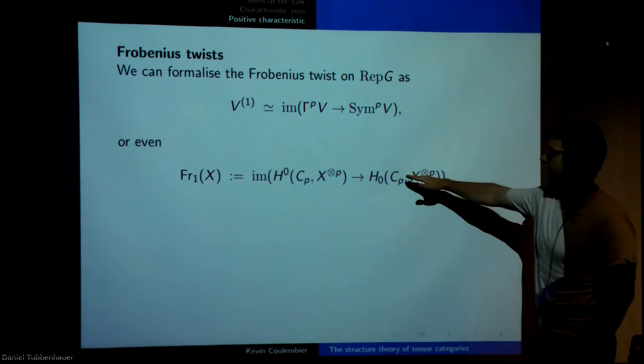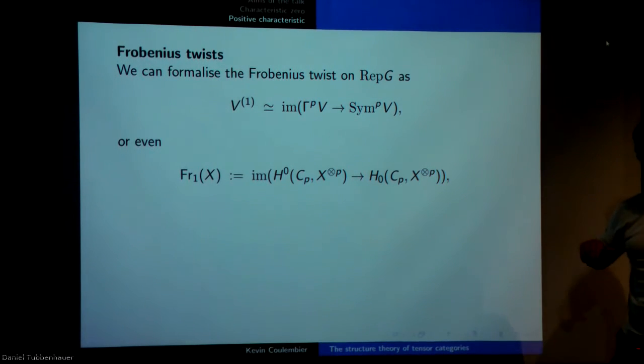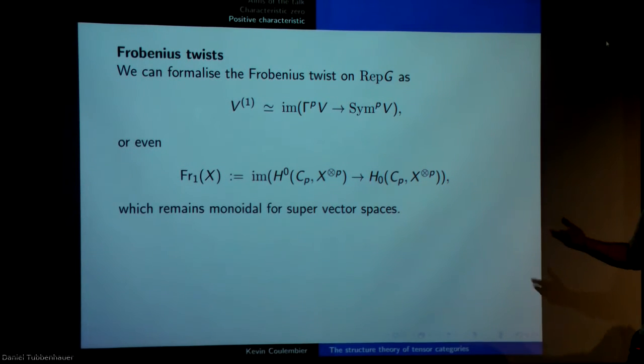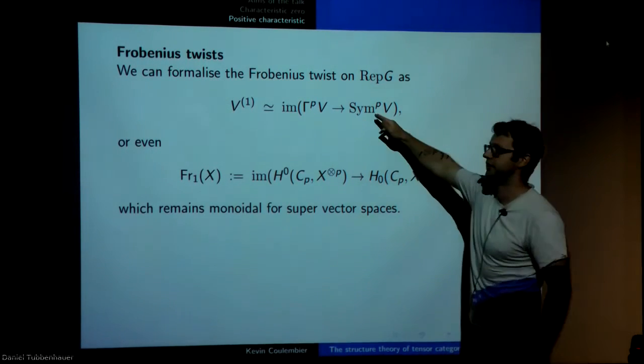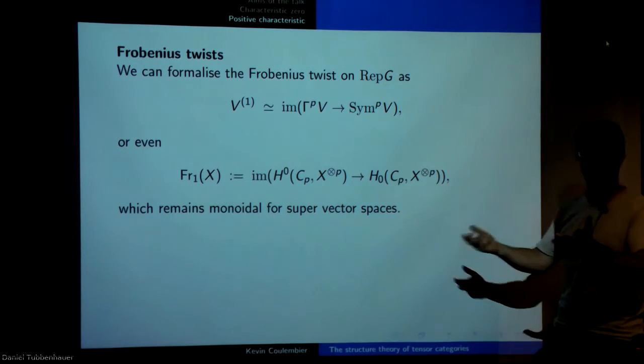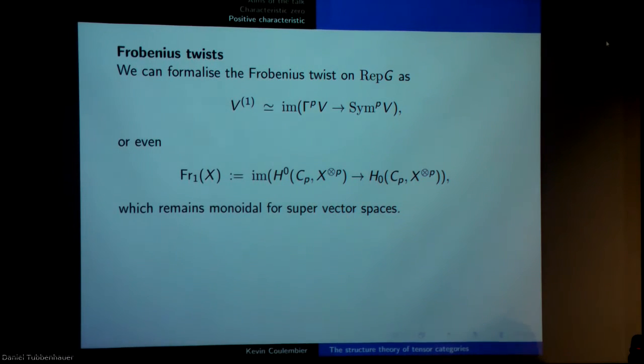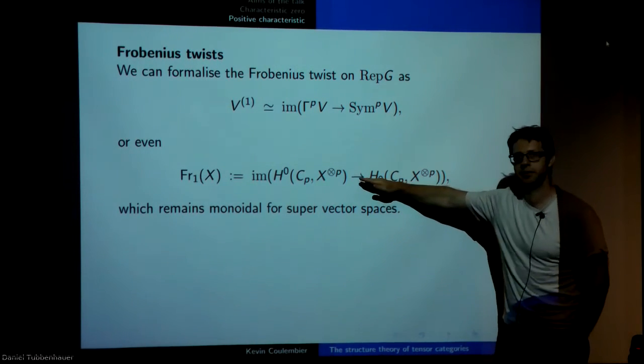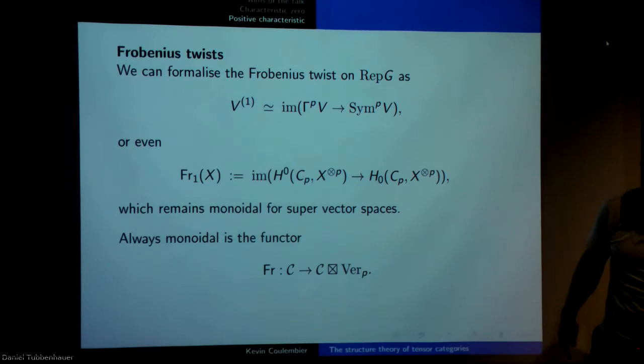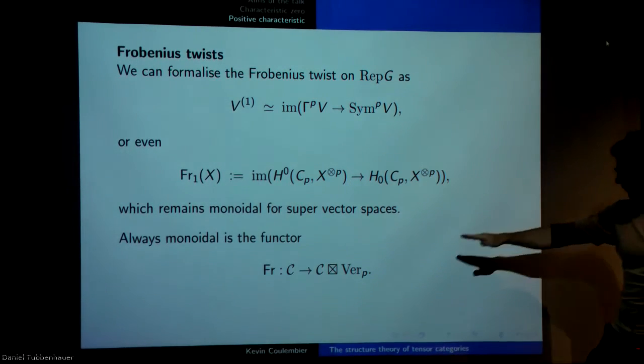So this is a proper Frobenius twist for super vector spaces. It remains monoidal, for instance, for super vector spaces. You can quickly check this doesn't remain monoidal because odd times odd is even. If it kills odd, it should kill even, and it doesn't. So in complete generality, even this will not be monoidal, but you can construct something monoidal which looks like this.